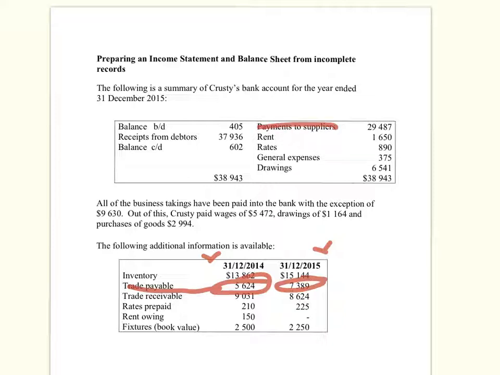So this one here, payments to suppliers 29487, is what we paid our suppliers during the year, which is going to be very helpful in finding purchases. And then we'll also need to take into account some cash purchases, which is here in the additional information, and use that to find total purchases.